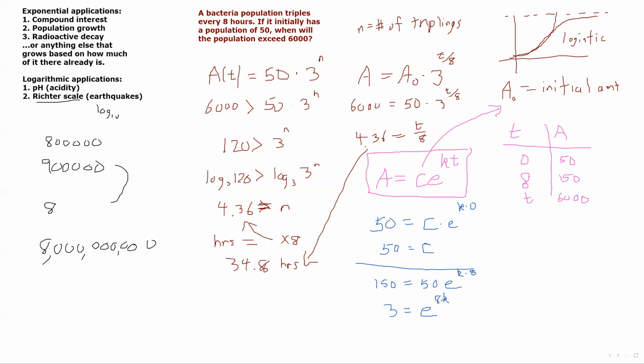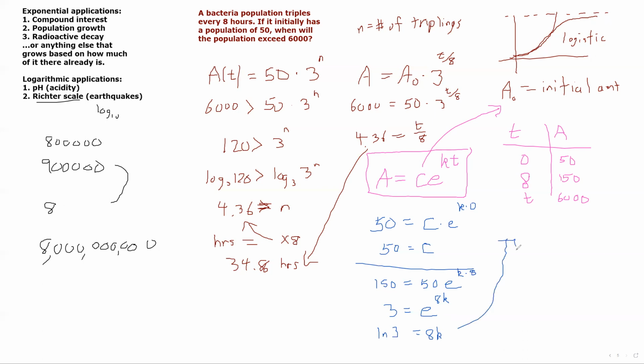Well, in order to solve e to the, we need to do ln. So 8k is equal to ln of 3. We're just doing natural log on both sides, log base e. So ln of 3 is about 1.099 for like the third time.